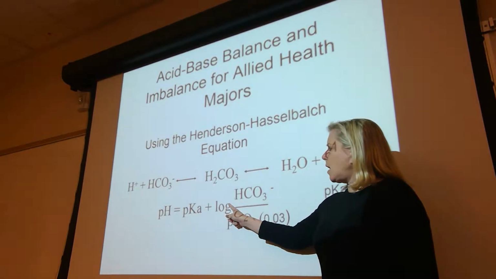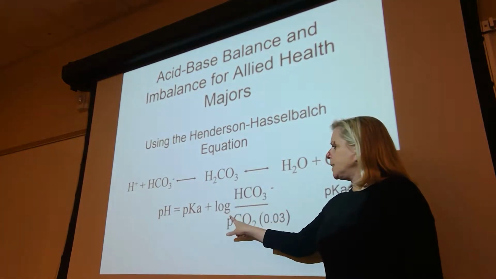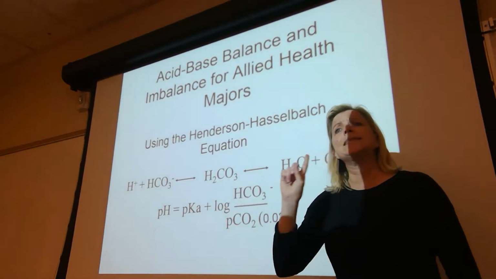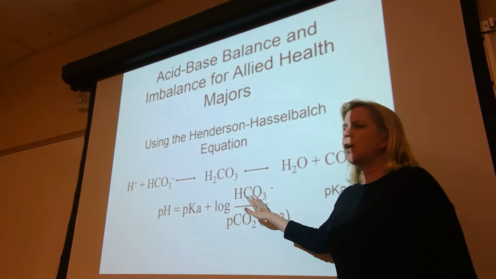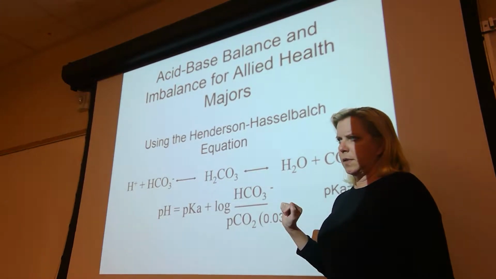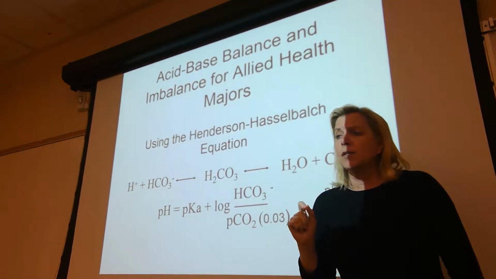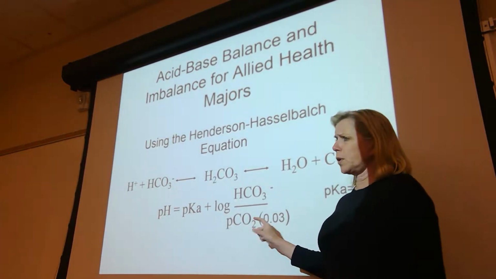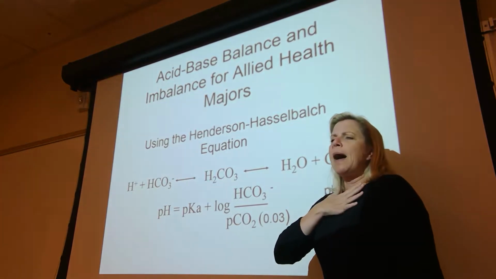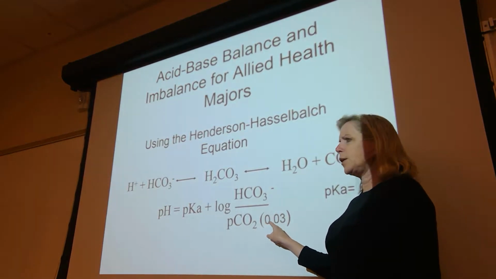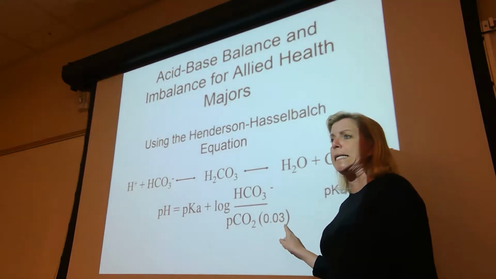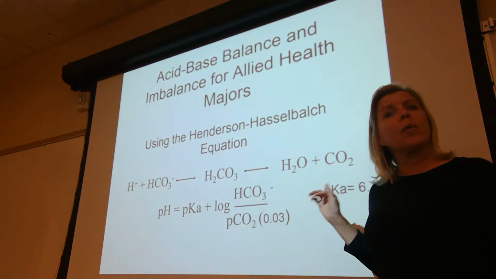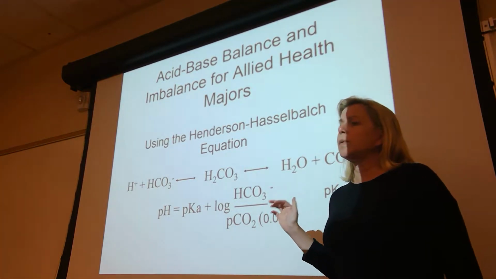Then we're going to take the log. We're going to divide the bicarbonate by the CO2 values. Bicarbonate is the base. The base always goes in the numerator. CO2 is the acid. You should pay attention tonight and next week. It always goes in the denominator. It is my job to explain to you what this 0.03 is.